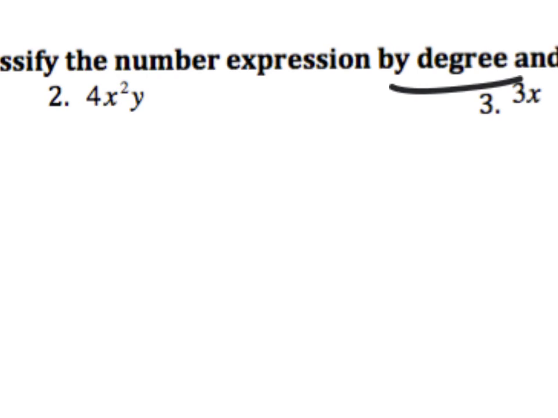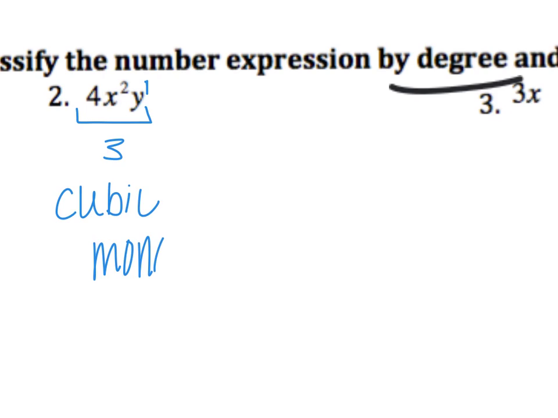Okay, so number 2, hopefully you got a chance to try it. And number 2, our degree is going to be 3. Don't forget that little 1 on the y, that still counts for the degree. So degree of 3 makes this a cubic, and there's nothing added or subtracted, so this is a monomial. Even if it has multiple variables, as long as there's no addition or subtraction, it's still a monomial.